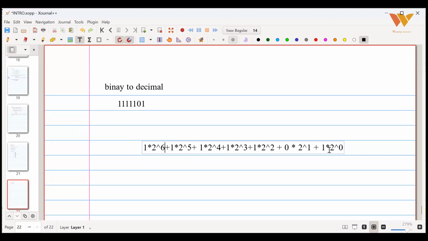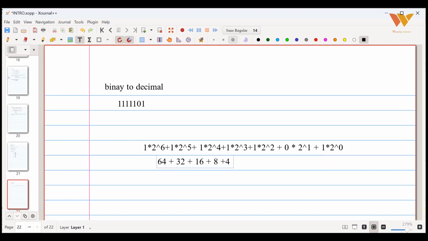Right. Okay. Now what is 2 power this one? This value will come from this side. What is 2 power 6? 64. 64 plus 2 power 5? Yes, 32. 32.